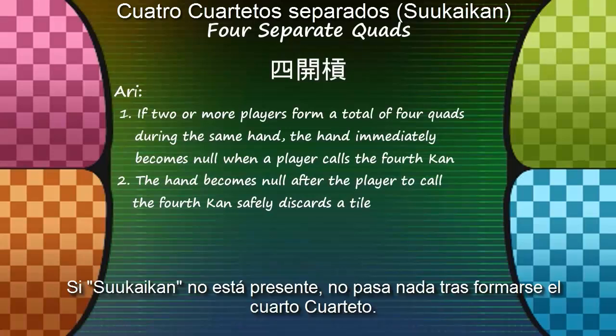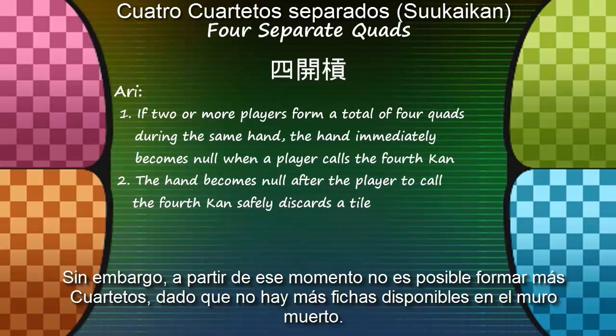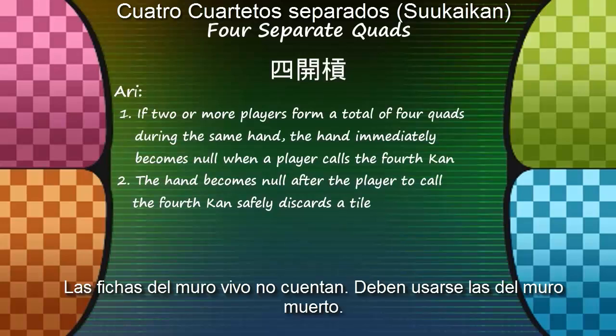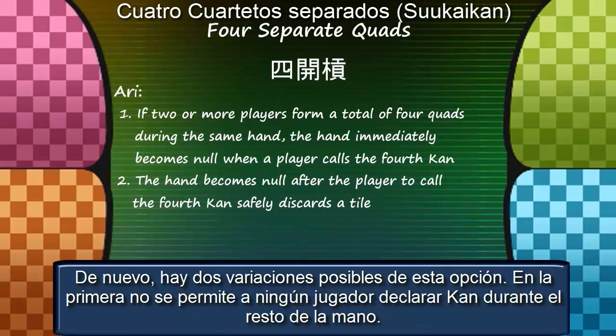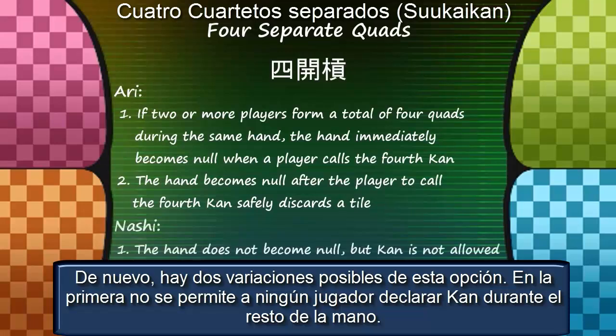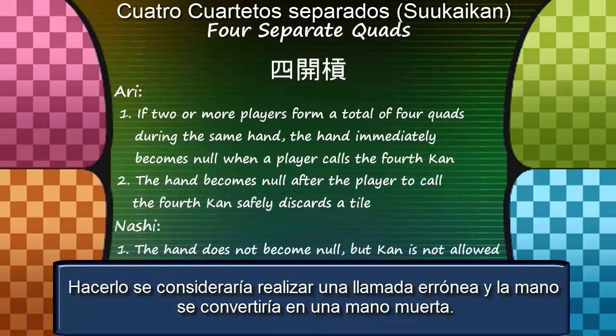If Sukaikan is absent, the hand continues as normal even after the 4th quad is made. However, it is now impossible for any more quads to be formed because there are no extra tiles left in the dead wall. The tiles added onto the other end from the live wall don't count. They must always stay dead. Again, there are 2 possible variations on this setting. In the first variation, no player is allowed to declare Kan under any circumstances for the rest of the hand. Doing so would be considered an erroneous call, resulting in a dead hand.